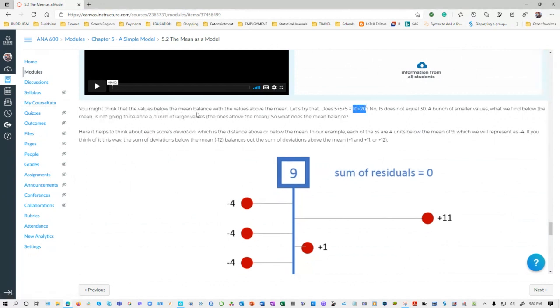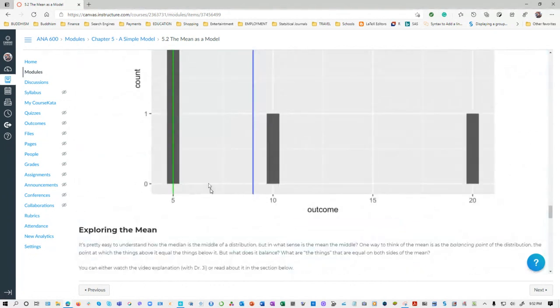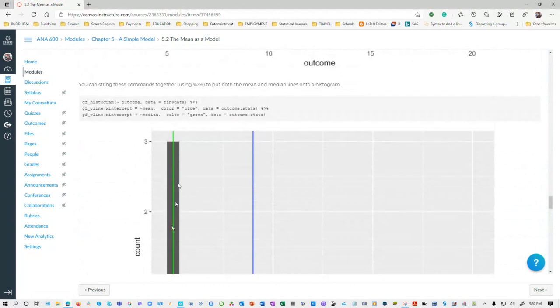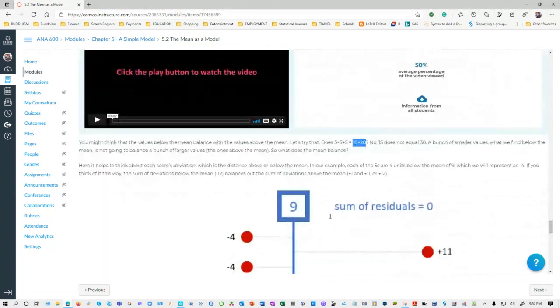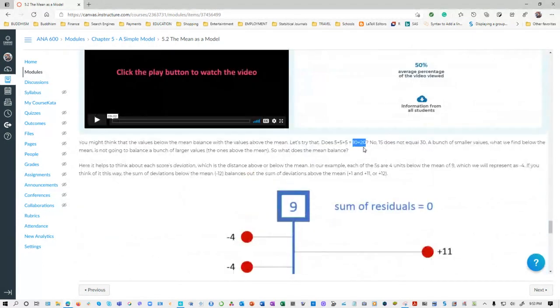You might think that the value below the mean balances with the value above the mean. Below the mean, how many numbers do you have? 5, how many times? 3 times: 5, 5, 5. Below the average, there are 3 numbers, each with a value of 5, so 15. Above the average, you have 10, 15, and 20. They're not going to be the same. 15 does not equal 30. A bunch of smaller values, what we find below the mean, is not going to balance a bunch of larger values. Those are the means.